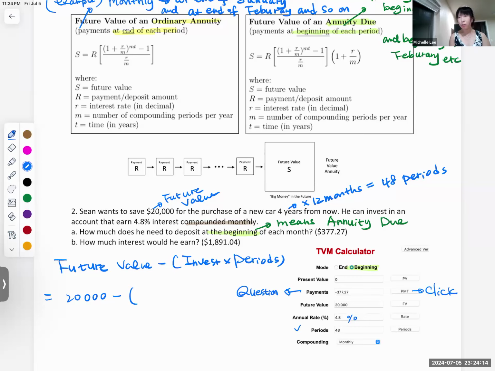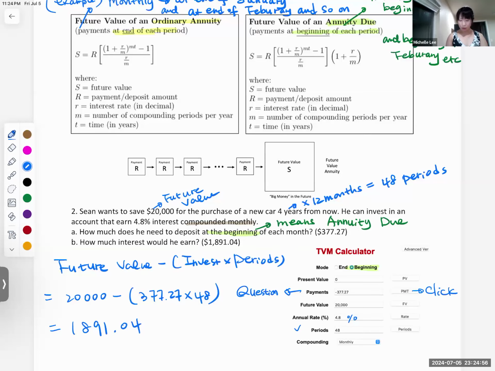So 377.27 times 48. If we calculate, we get $1,891.04. Okay? So once again, the payment is negative. From Sean's point of view, he made a payment, an investment, so it's a negative value. But then actually we are using positive. Make sense?